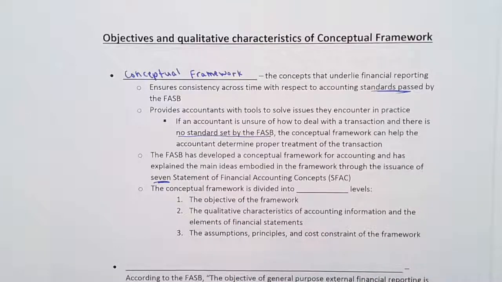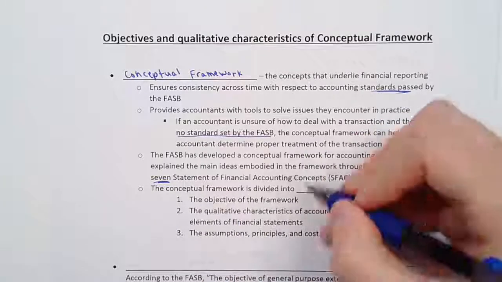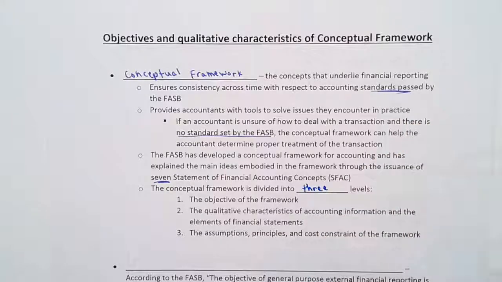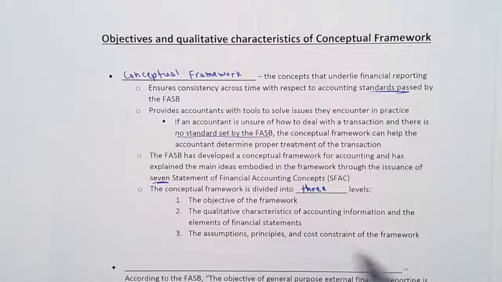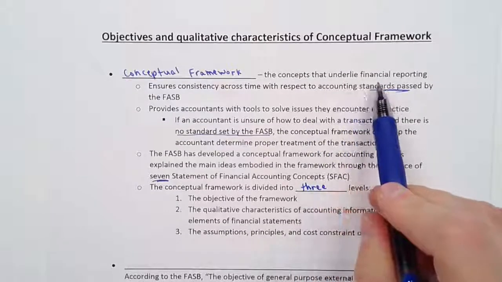The conceptual framework is divided into 3 levels. We'll go through them in a minute, but let's preview them first. The first is the objective of the framework. The second level is the qualitative characteristics of accounting information and the elements of the financial statements. The third is the assumptions, principles, and cost constraint of the framework. That's an overview of the conceptual framework. It guides what we do as accountants and tells us these are the concepts that help us do accounting and reporting.